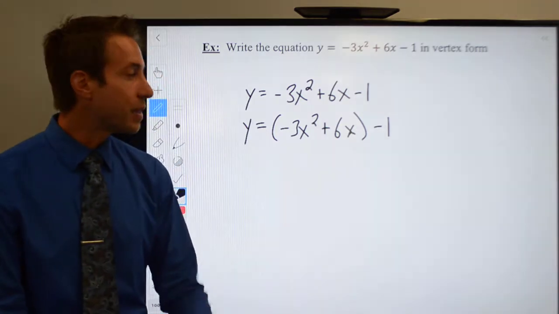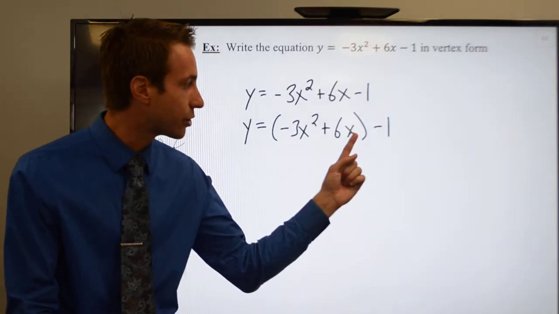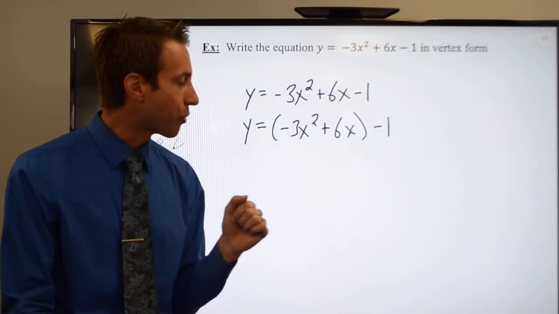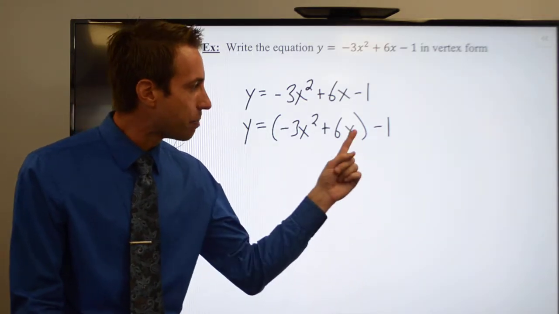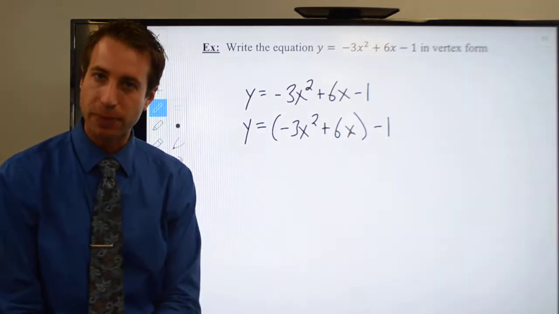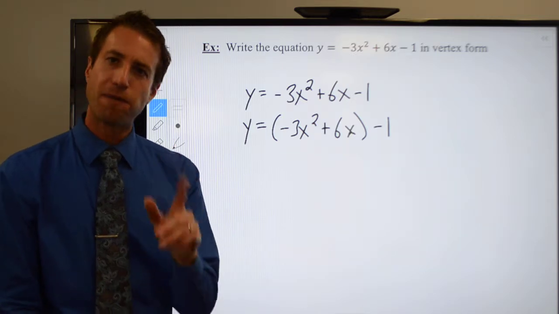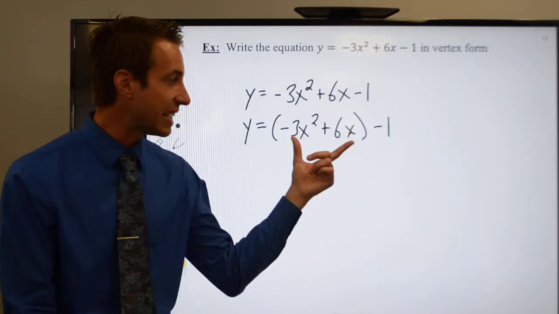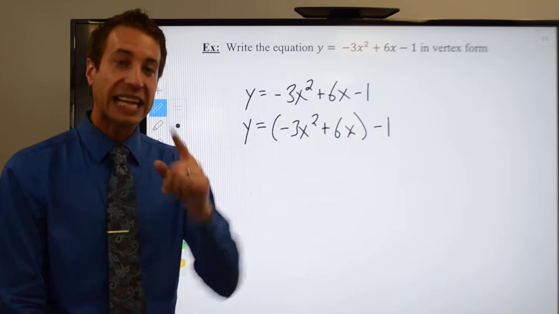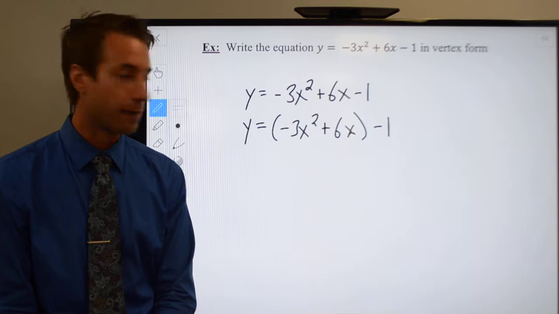Now, what I would be ready to do at this point is go ahead and complete the square inside the parentheses. And since I'm going to add a b squared over 4 inside the parentheses, I'd have to subtract the b squared over 4 on the outside of the parentheses. But before I can complete the square inside the parentheses, I need this leading coefficient to be a 1.